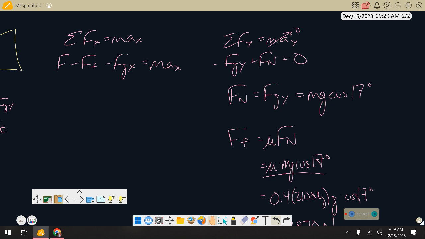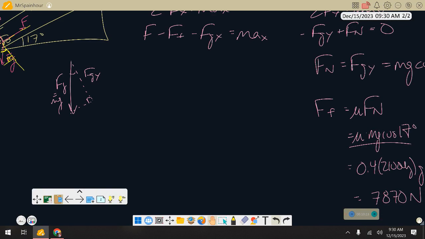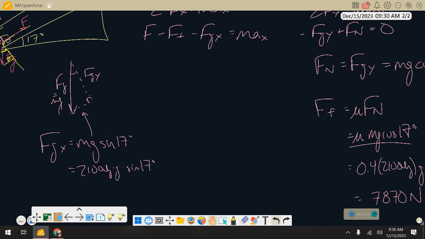Since we have these two numbers, let's go ahead and get force gravity in the x separately real quick. Again, you could put it right in there, but how do we get force gravity in the x? Mg sine of 17, okay? And that's, of course, this piece right here. So that's going to be 2100 kilograms times g times sine of 17 degrees. That's going to be 6,020. And again, I'm rounding there.